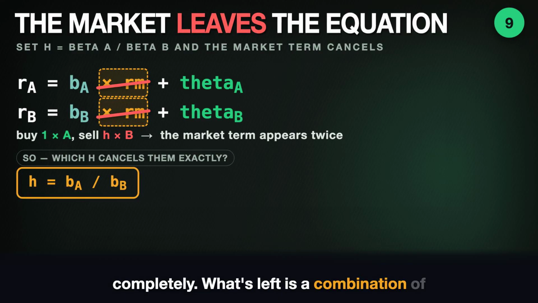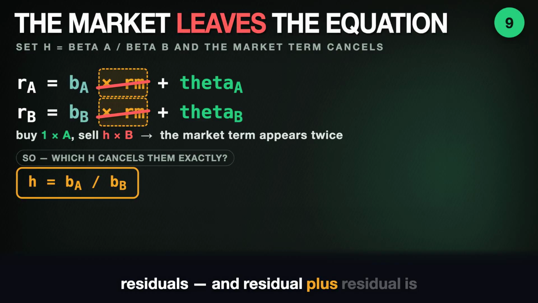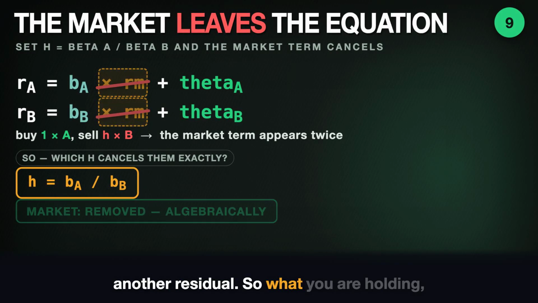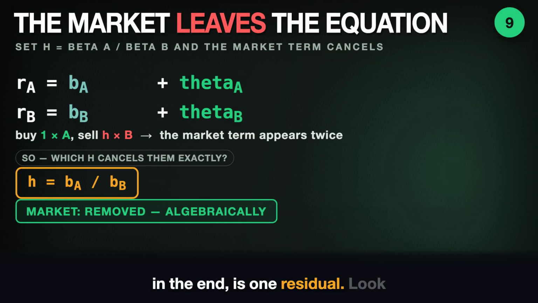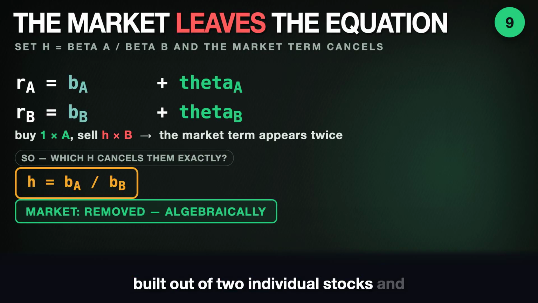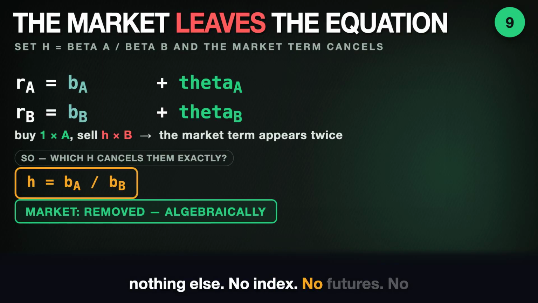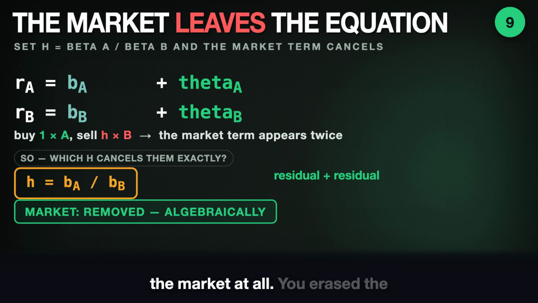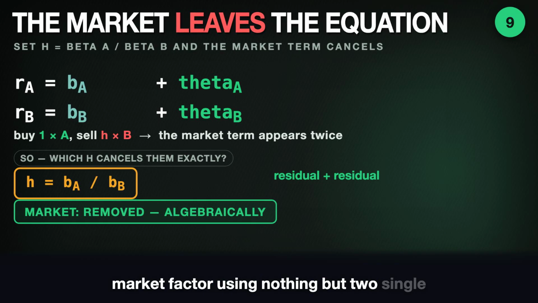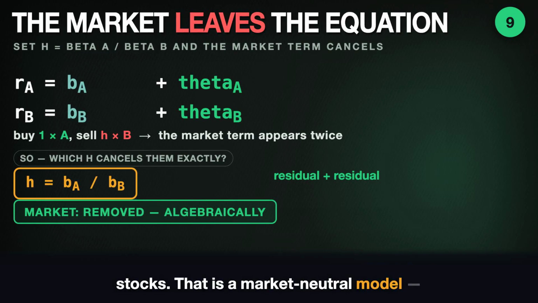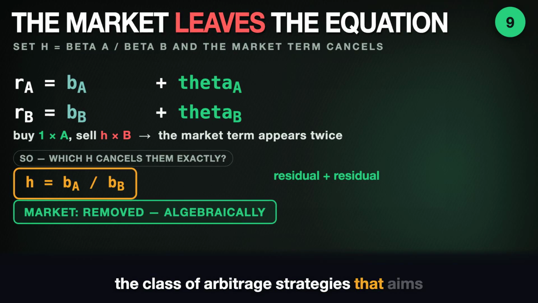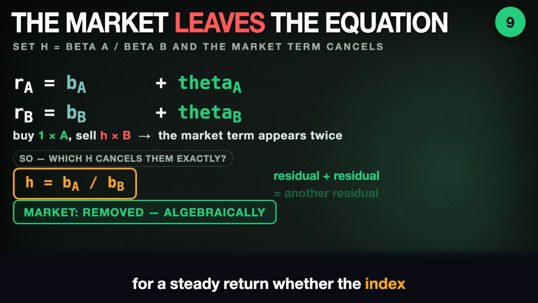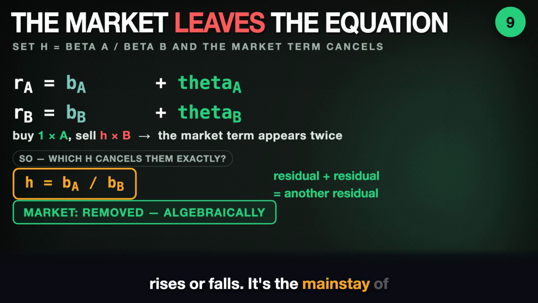What's left is a combination of residuals, and residual plus residual is another residual. So what you are holding in the end is 1 residual. Look at what that means. This portfolio is built out of 2 individual stocks and nothing else. No index, no futures, no ETF, and it has no exposure to the market at all. You erase the market factor using nothing but 2 single stocks. That is a market-neutral model, the class of arbitrage strategies that aims for a steady return whether the index rises or falls. It's the mainstay of hedge funds, and pairs trading is a subset of it.